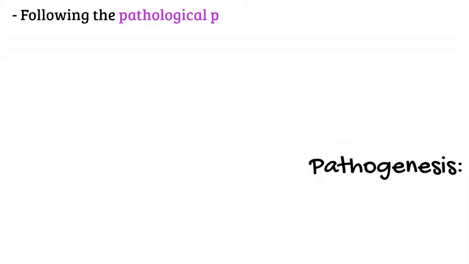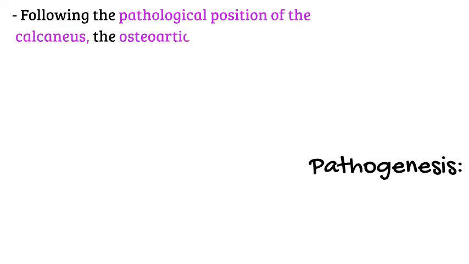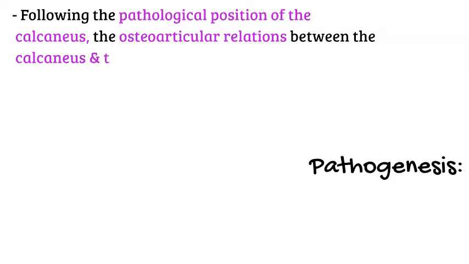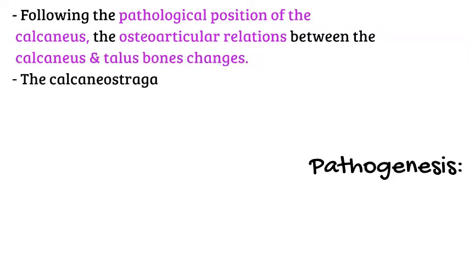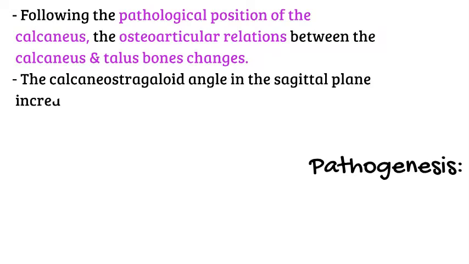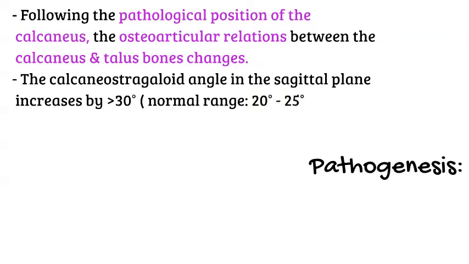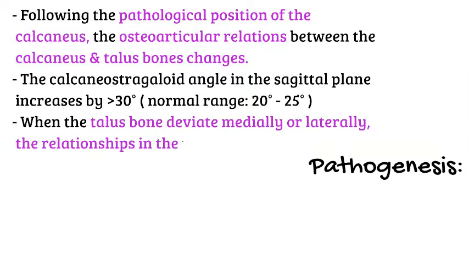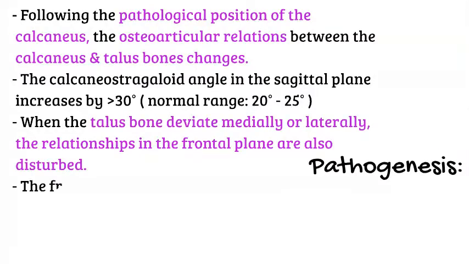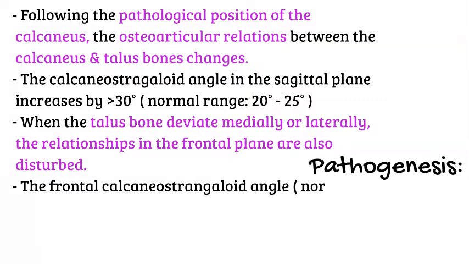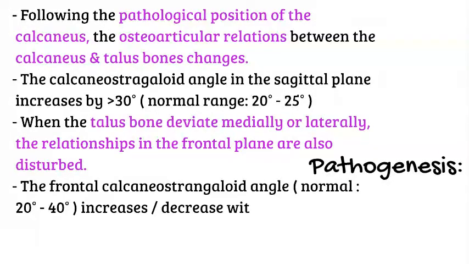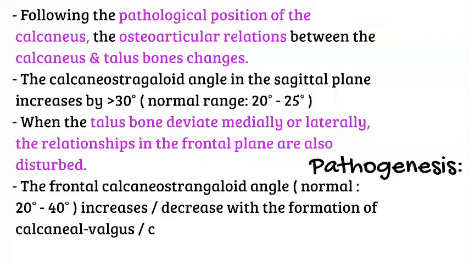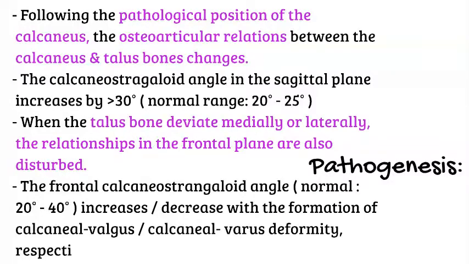Following the pathological position of the calcaneus, the osteoarticular relations between the calcaneus and the talus bone change. The calcaneotalar angle in the sagittal plane increases by 30 degrees, normal range 20 to 25 degrees, where the talus bone deviates medially or laterally, the relationships in the frontal plane are also disturbed. The frontal calcaneotalar angle, a normal range of 20 to 40 degrees, increases or decreases with the formation of calcaneal valgus or calcaneal varus deformity, respectively.